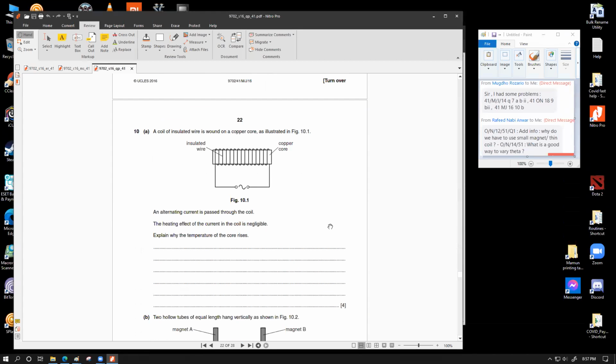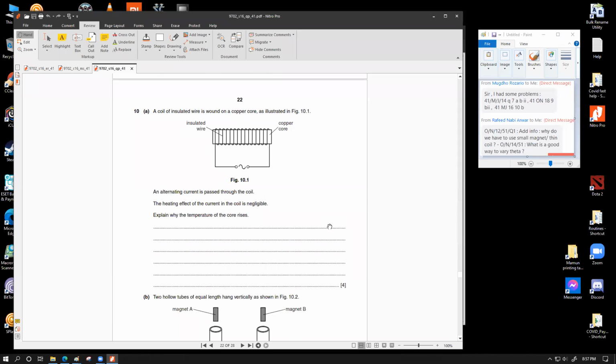And a coil of insulated wire is wound on a copper core as illustrated in figure 10.1. Copper core. Why? Okay, anyway. And then alternating current is passed through the coil. The heating effect of the current in the coil is negligible, and why the temperature of the core rises.